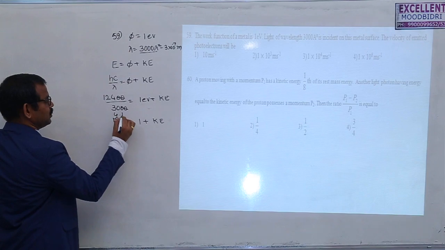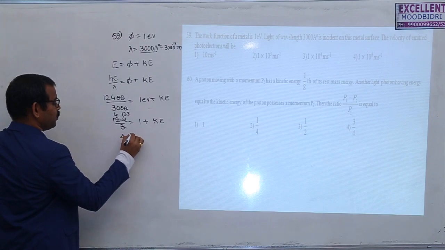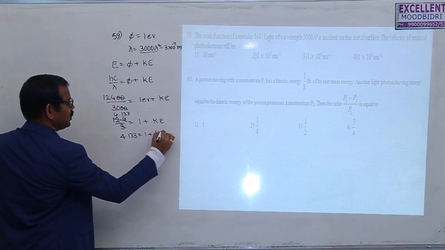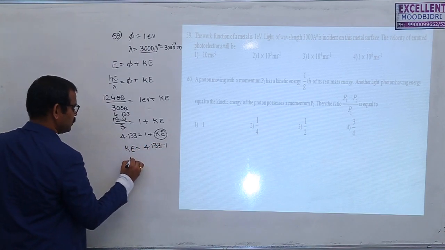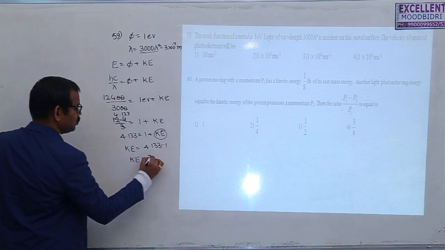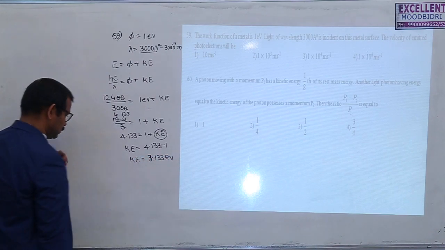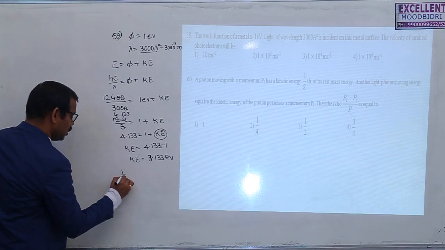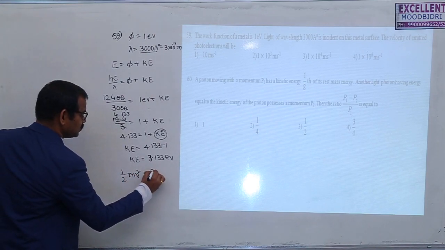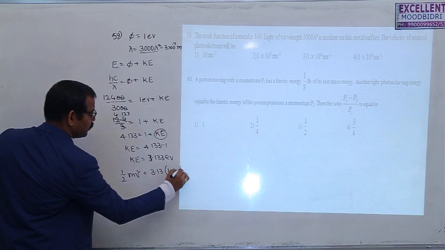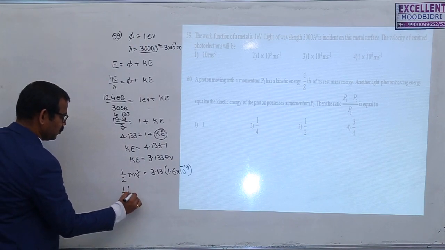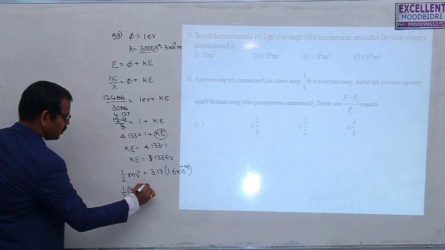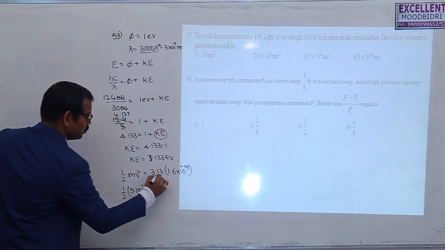So 3 4s are 12, 3 1s are 3, then 1 is there, 3 3. So this will become 4.13 is equal to 1 plus Ke max. So this kinetic energy is equal to 4.133 minus 1. So Ke max is equal to 3.133 electron volts. This is equal to half mv square. This is 3.13 into 1.6 into 10 power minus 19 joules. So now substitute this half into the mass of the electron, 9.1 into 10 power minus 31, into v square.